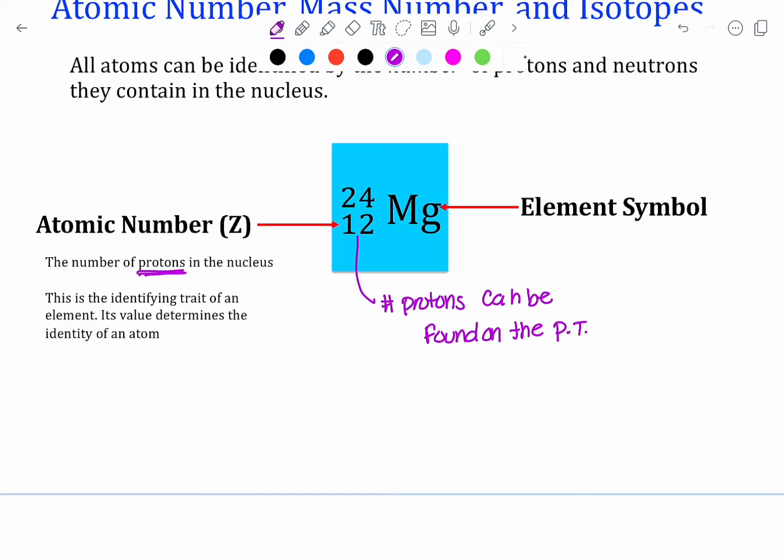Okay, so magnesium is element number 12. It has a 12 in the top corner of its entry on the periodic table, meaning it has 12 electrons. Or sorry, 12 protons. My bad, sorry. So it has 12 protons. The number of protons is the identifying trait of an element. Its value determines the identity of that atom. So magnesium has 12 protons. If I change the number of protons, I change the element.